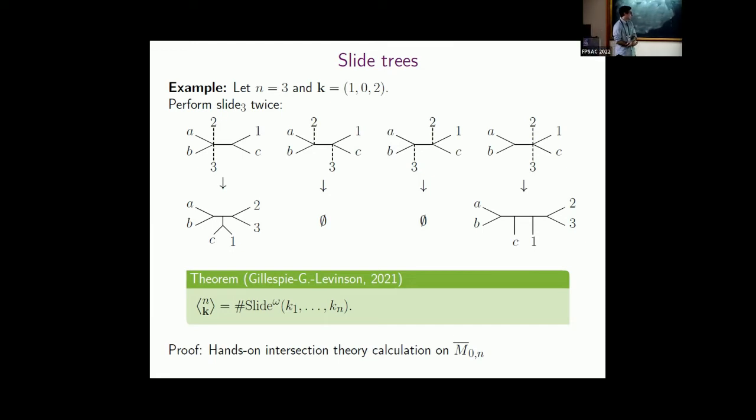And the theorem is that the coefficient is the number of slide trees. And actually, our proof of this theorem is completely geometric. It's totally different, completely geometric. We have no idea why these trees satisfy the recursion, and we have no bijection between these slide trees and the tournaments.